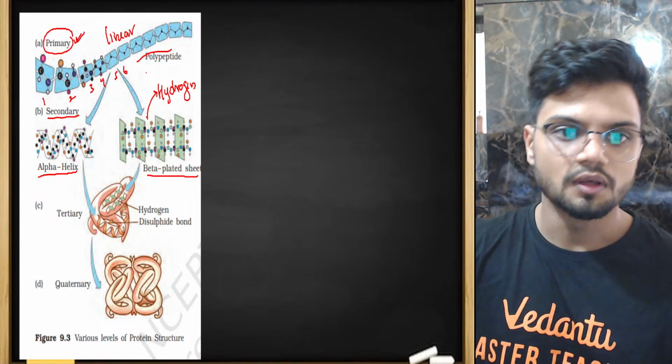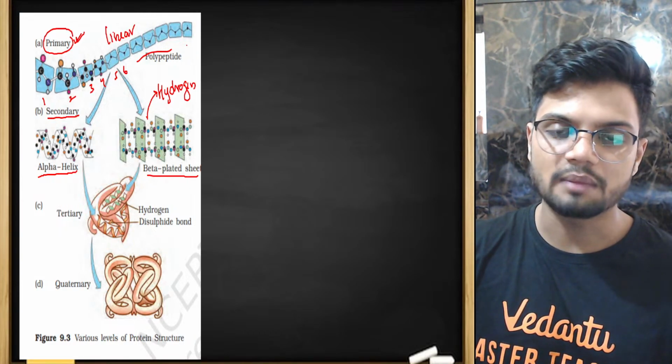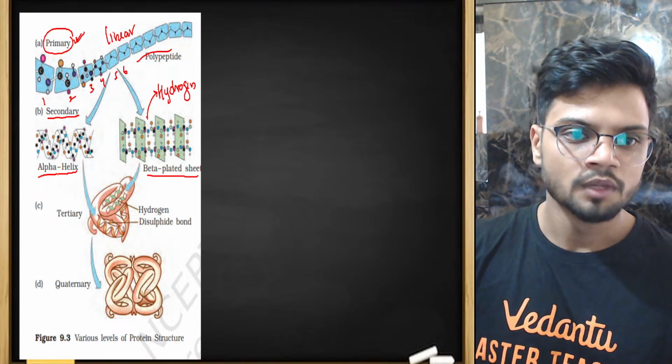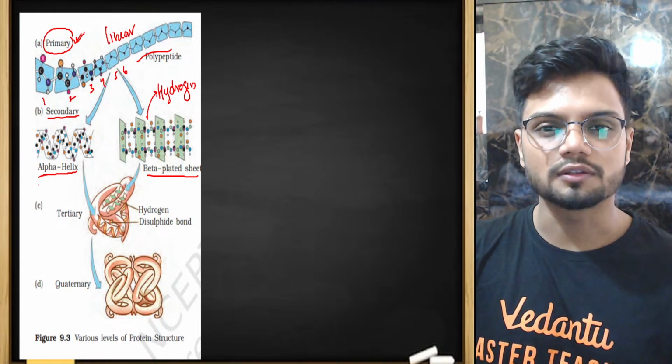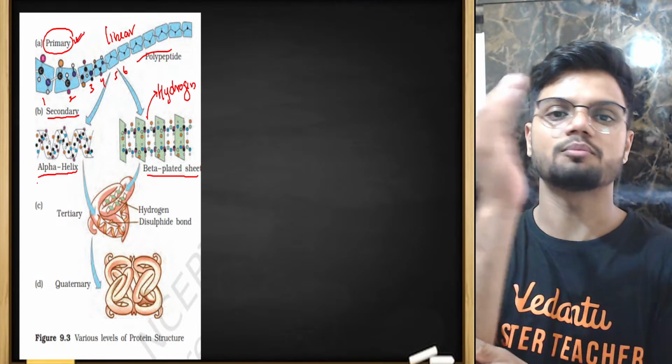Hydrogen bond. Here we only had peptide. In primary we only had peptide. Okay. Now this alpha helix will be like a solenoid. In physics you might have learned the solenoid model.